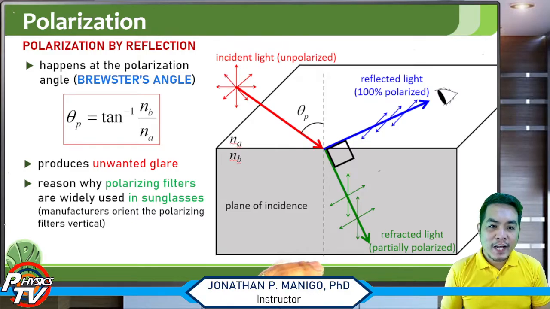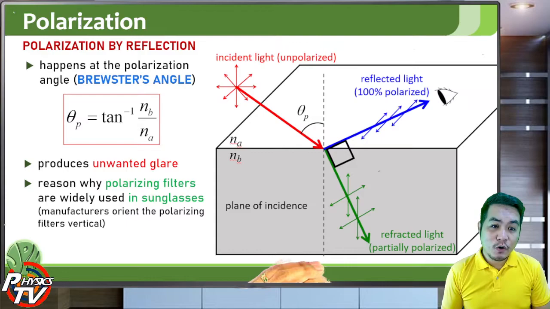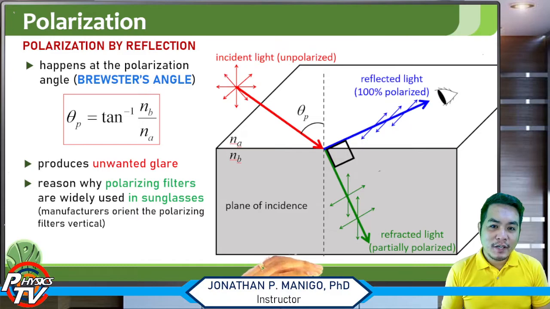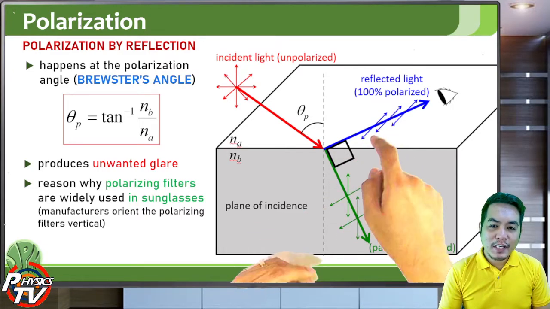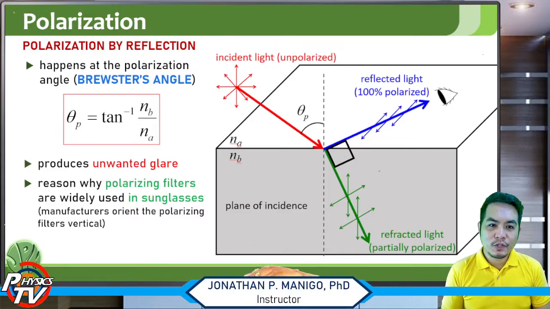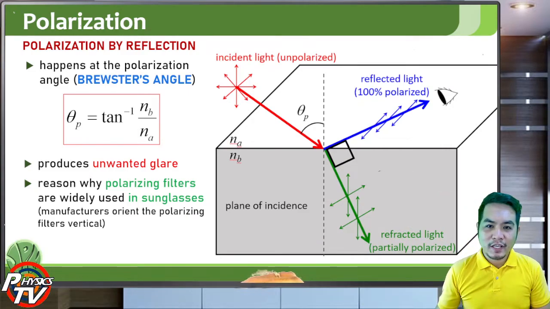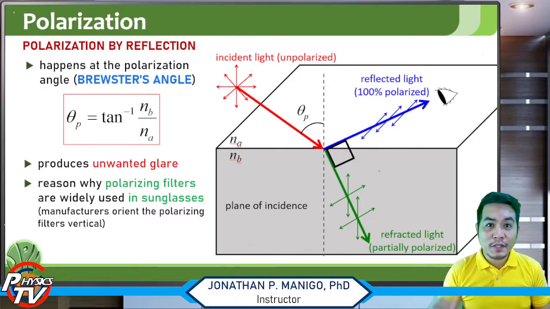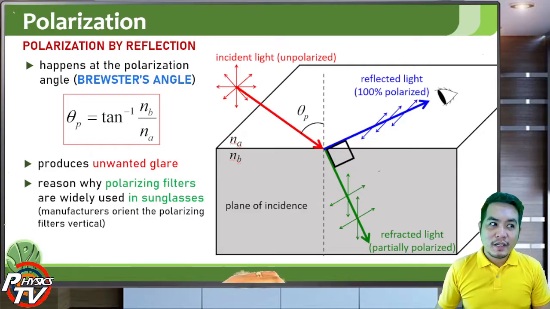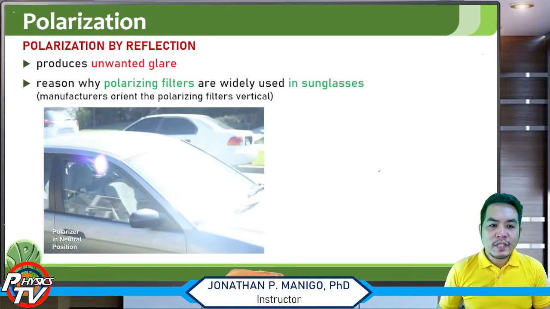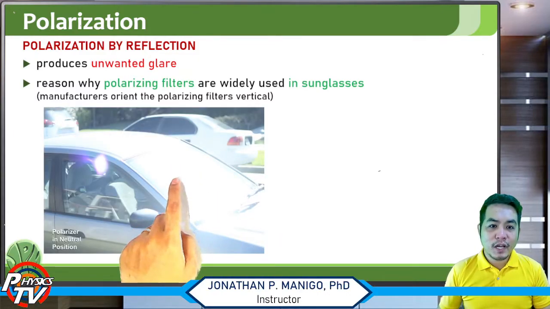Usually, the manufacturers of sunglasses orient the polarizing filters vertically, so that the polarized light that you see will be reduced. So you get rid of the unwanted glare. You make the light hitting your sunglasses and exiting towards your eye not as bright as possible. This is an example of polarization by reflection.